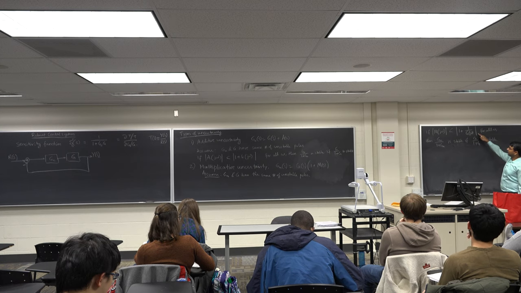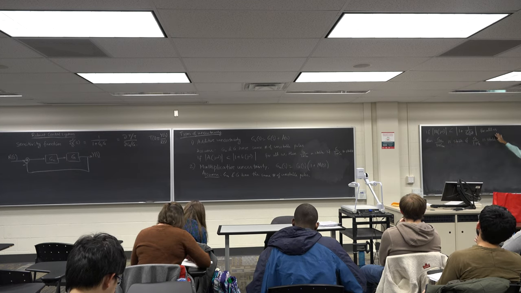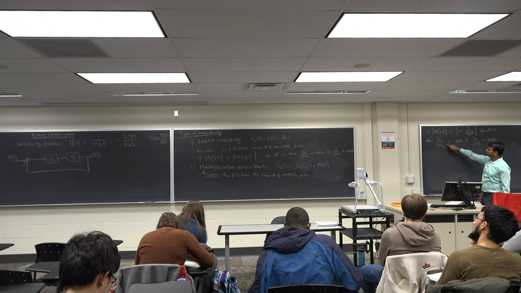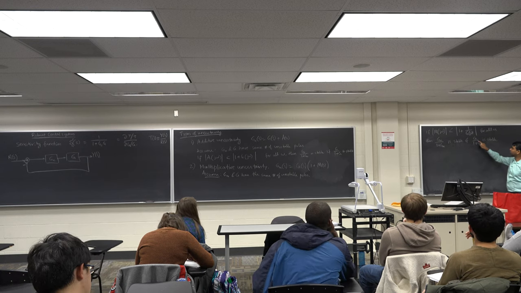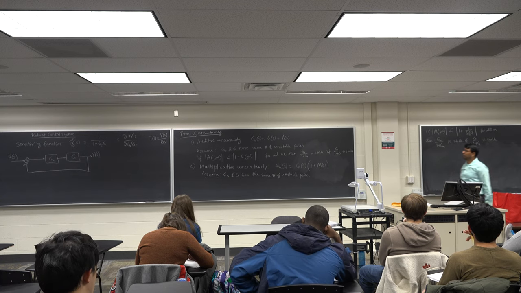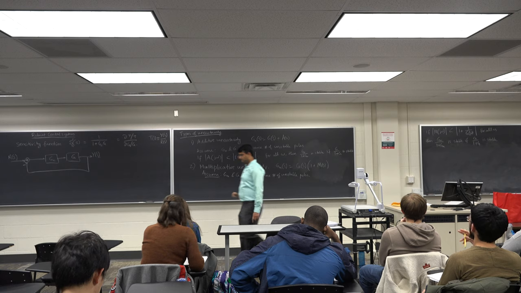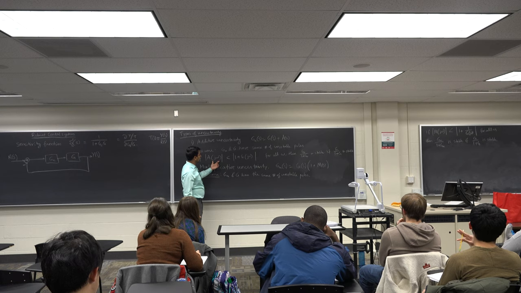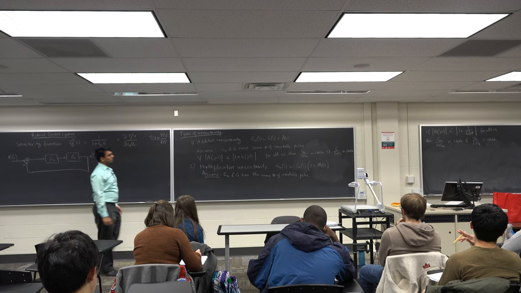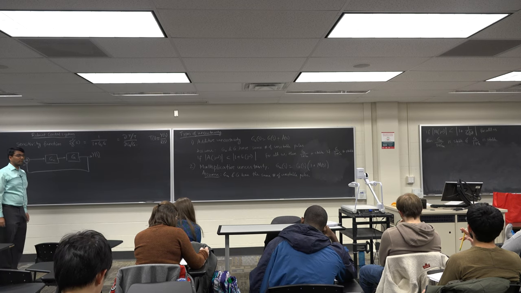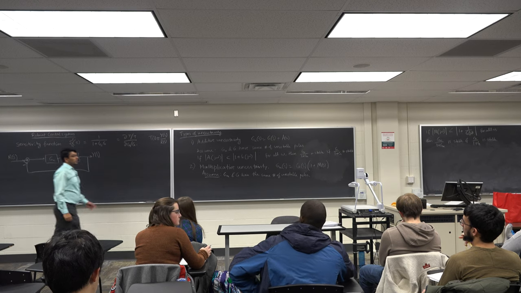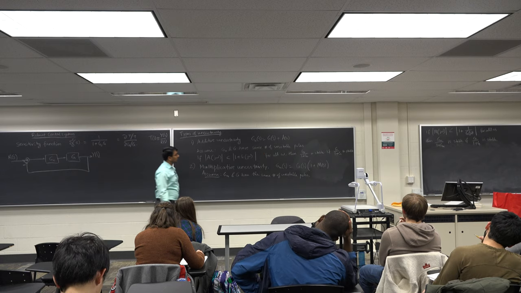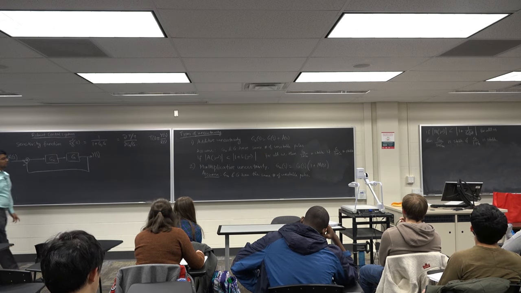Then, if this condition is satisfied, so M of j omega is small enough for all values of omega, then the actual closed loop system is going to be stable if the nominal closed loop system is also stable. It's the same result, just that the condition that the uncertainty has to satisfy is completely different in these two situations. These are the conditions where the uncertainty is something that we don't know, but there's only one uncertainty. Okay?